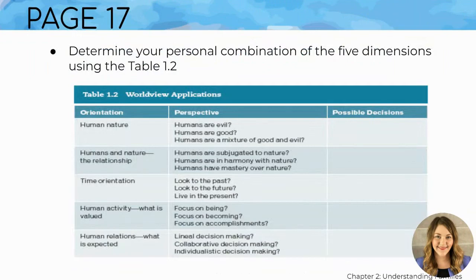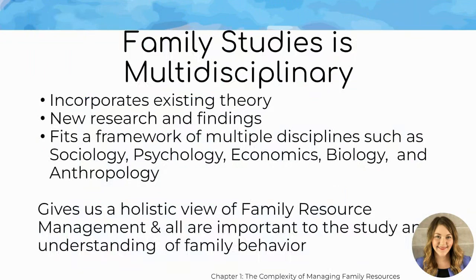So then go through, this looks a little bit blurry on my screen, the image does, but then on page 17, you're going to have the opportunity to go through and evaluate your own personal combination of the five dimensions. And it's got some perspective and prompting questions for you to evaluate and think about. So kind of coming to the end here, family studies is multidisciplinary. All of those pieces of history play a role into family resource management. But when we look at families, we can't study them in their silos. We have to look at multiple disciplines such as sociology, psychology, economics, biology, anthropology. All of these things help us get that holistic view of what family resource management is and are really important for us to study and understand family behavior.